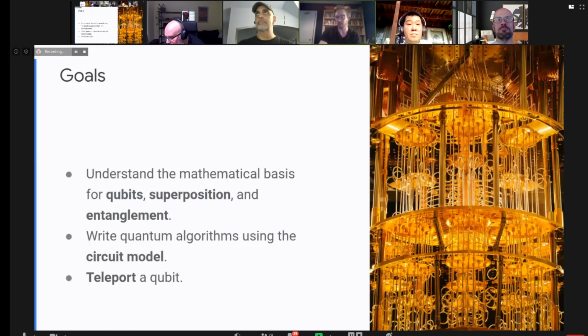We're going to take that math and write some actual quantum algorithms using this circuit model that the world is slowly agreeing on is the best way to write algorithms. And as a grand finale, we will teleport a qubit. And it is as cool as it sounds.